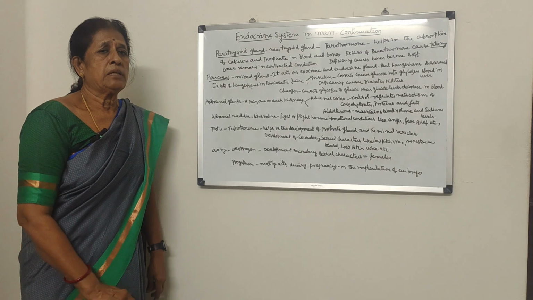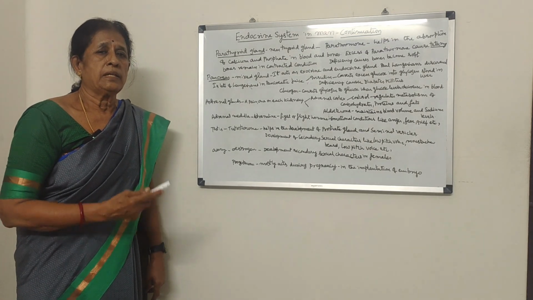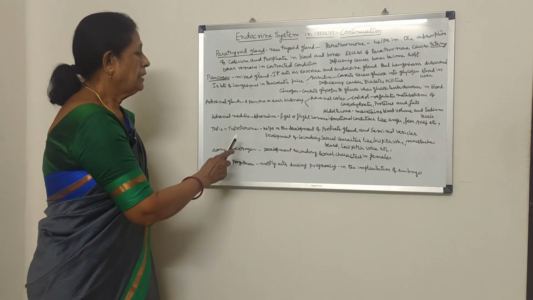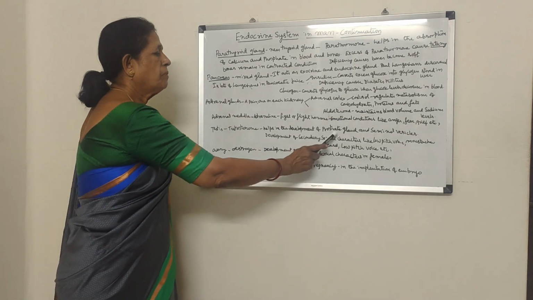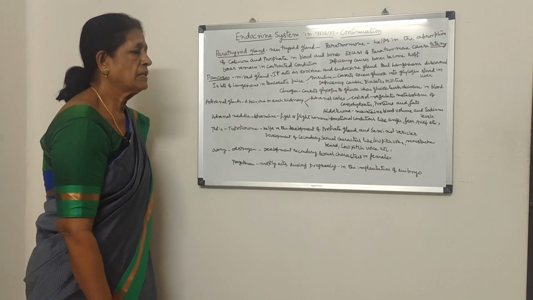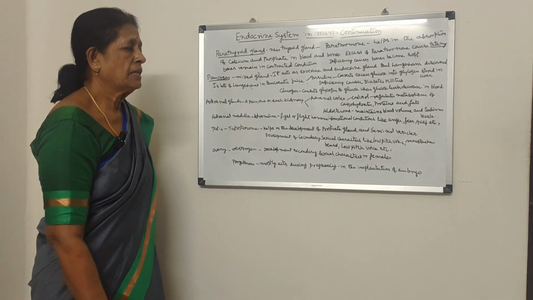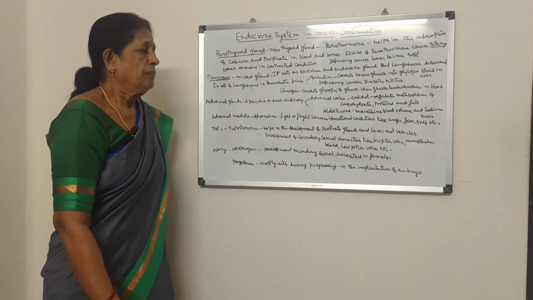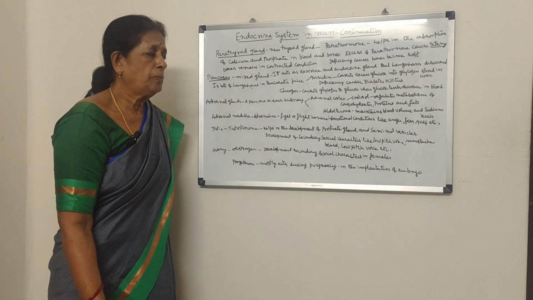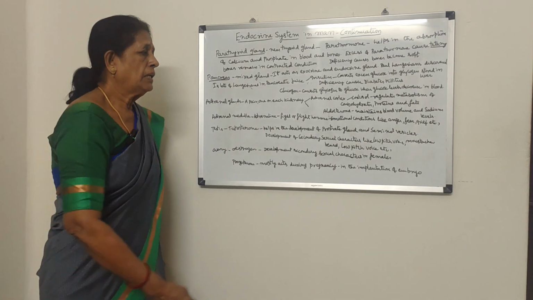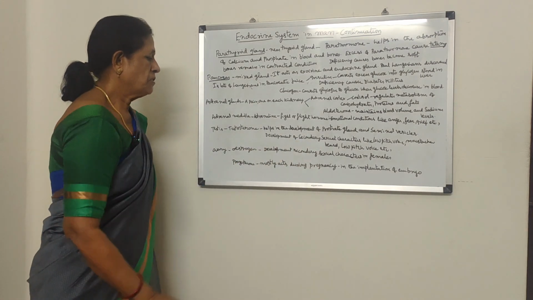Again, the production of testosterone is under the control of pituitary gland. So actually testosterone helps in the development of prostate gland and seminal vesicles. It also helps in the development of secondary sexual characters like growth of mustache, low pitch voice, beard. These are all under the control of this testosterone.